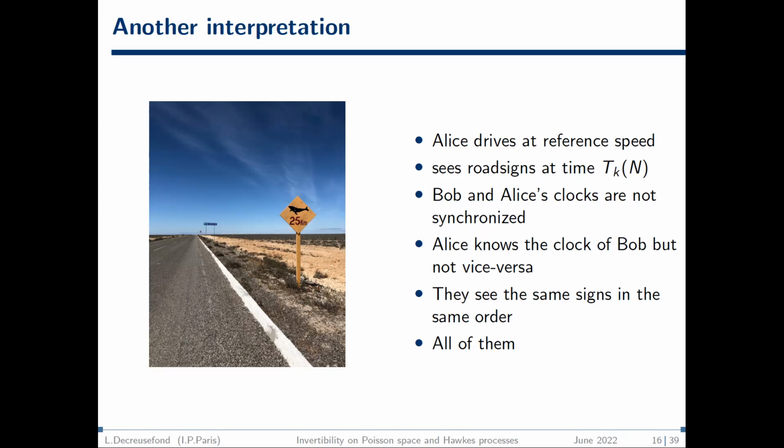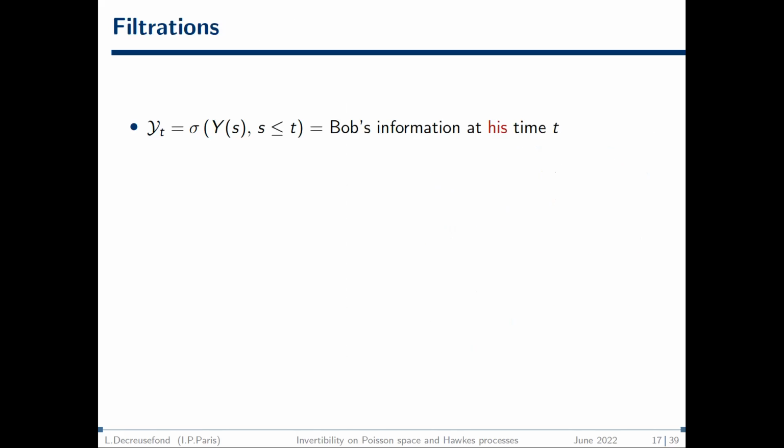But they see the same signs in the same order, and at the end of the road, they have seen all of them, both of them. That's another interpretation of what a time change is. So if you look at what is called the history generated by Y, Y of t, it's what is known before time t when you observe Y only. It's exactly Bob's information at his time t. He knows only that.